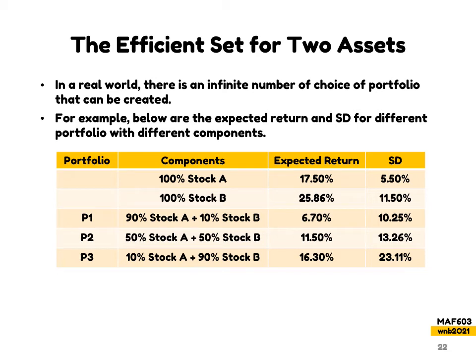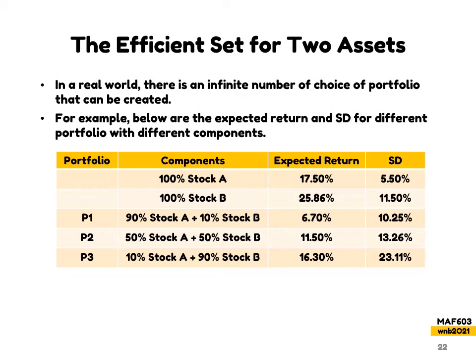In the previous video, we learned about portfolio investment, whereby we combine a few assets in different proportions and put them in one portfolio or one investment. The reason why we want to invest in a portfolio is because we can reduce the risk by diversifying our investment. So now we are going to look at the efficient sets for two assets, or efficient sets for combinations of assets.